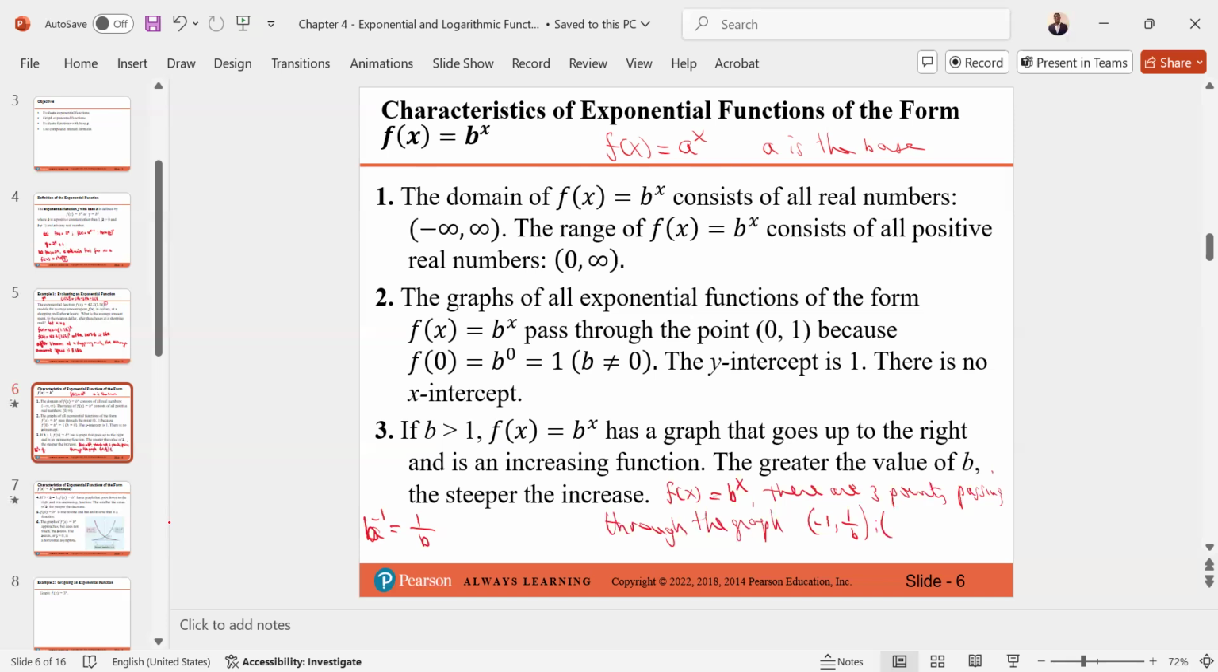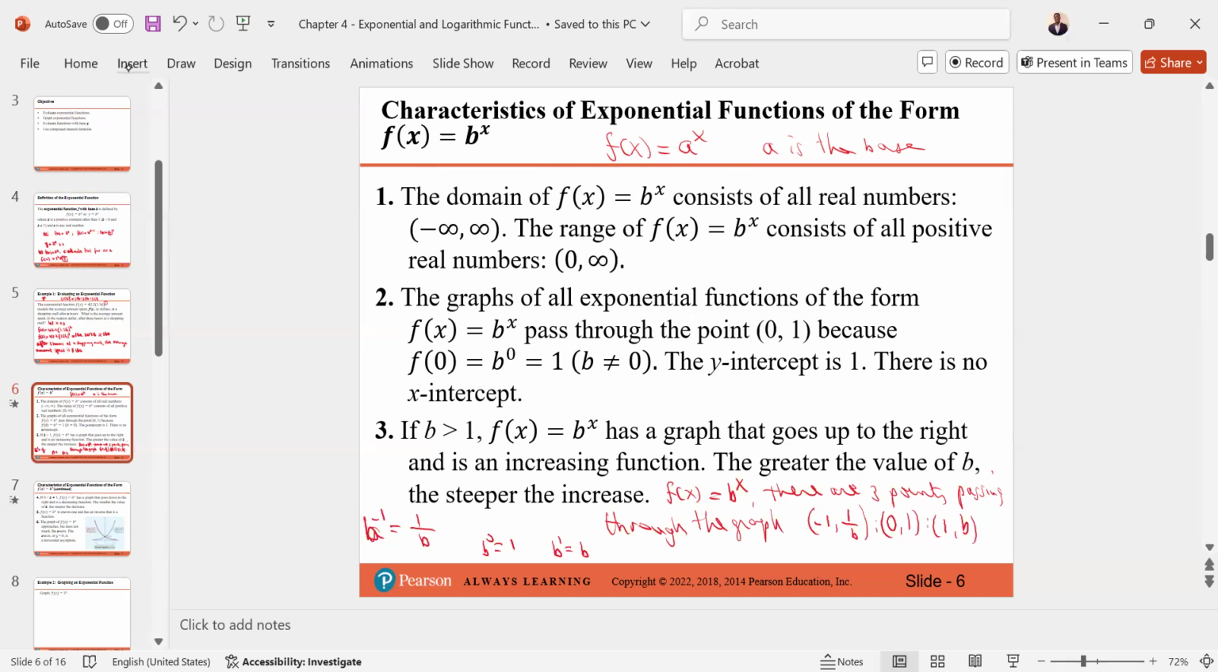And also, if x is 0, b power 0 anytime would be equal to 1. And what is b power 1? If x is 1, b power 1 would be equal to b. So these 3 points would definitely be on your graph at any time. So the graphs of all exponential functions of the form f of x equals b power x will pass through the points (0, 1), (1, b) and (-1, 1 over b). If b is positive, the graph goes up.